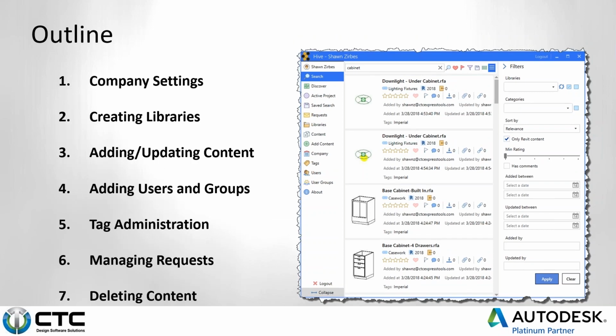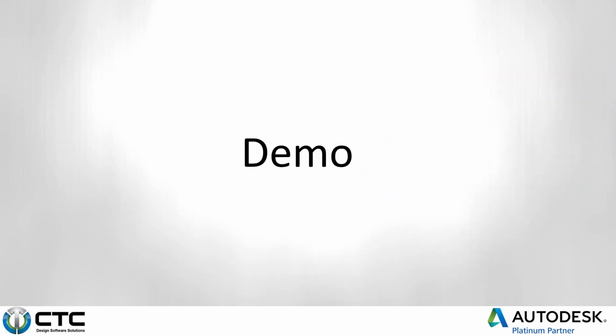All right, let's go through the actual steps here that we're going to be covering. We're going to go through, in order, company settings, creating libraries, adding and updating content, adding users and user groups in a couple of different ways. We're going to talk about tag administration, look at managing requests, and also how to manage content when you want to get rid of it out of HIVE, how to actually delete content that you no longer want or need. So with that, let's jump directly into HIVE.